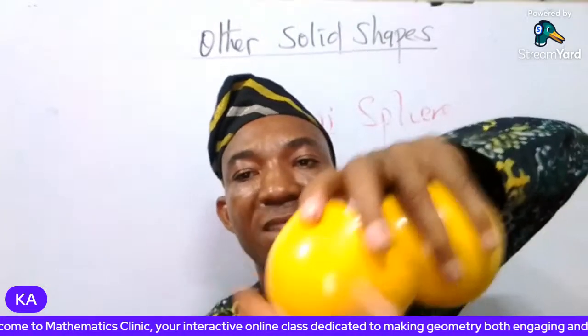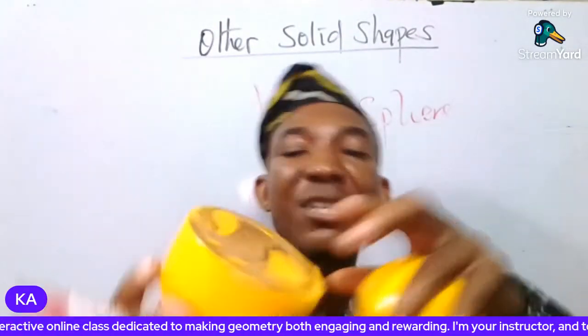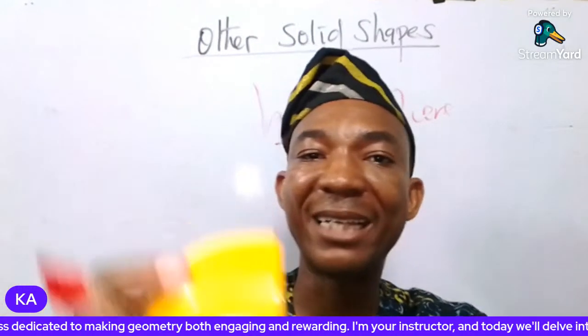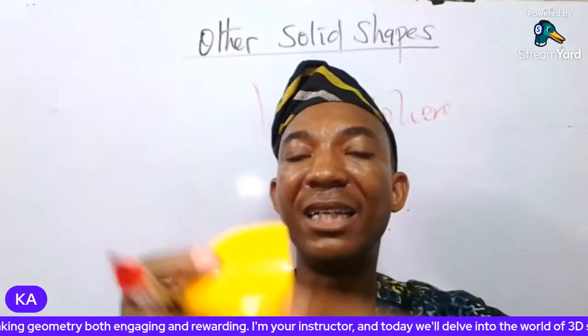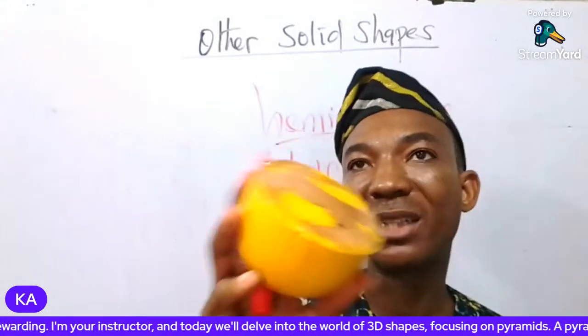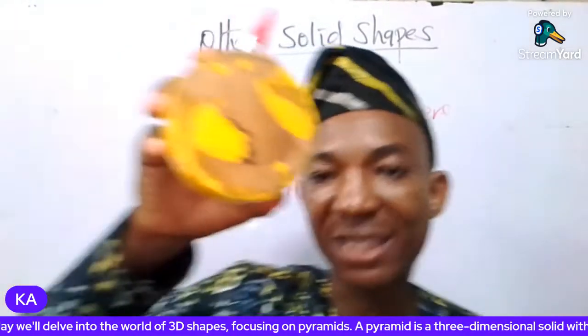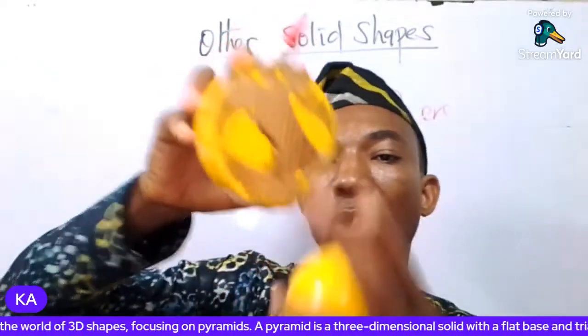Can you see the curved surface? A hemisphere has no edge, just like a cylinder. It has no edge, and it has no vertex as well. But you can see a circular boundary on the flat surface.